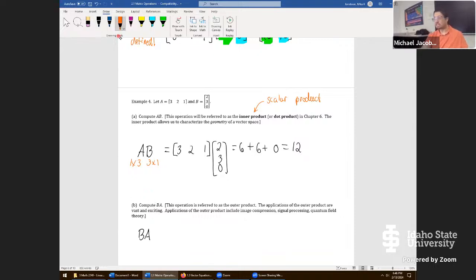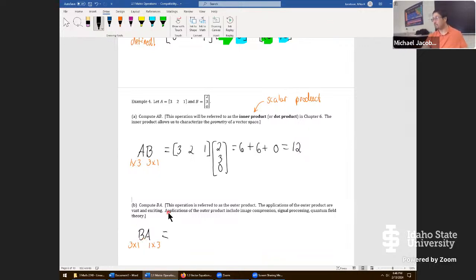B times A. Well, B is of size 3 by 1. A is of size 1 by 3. So yes, it works. Inner dimensions match. Outer dimensions are 3 by 3. So we're going to get a full-on 3 by 3 matrix from B times A.